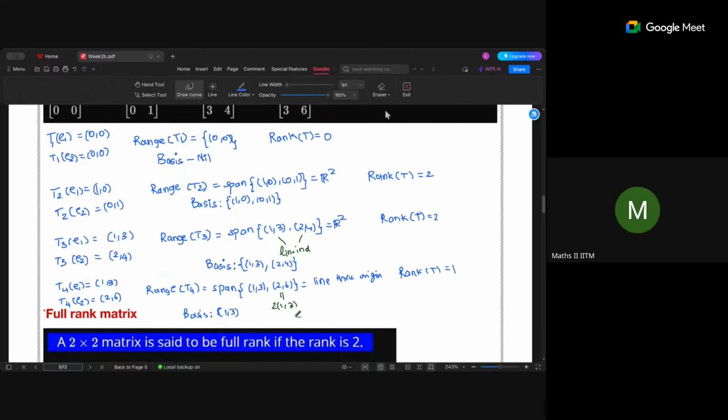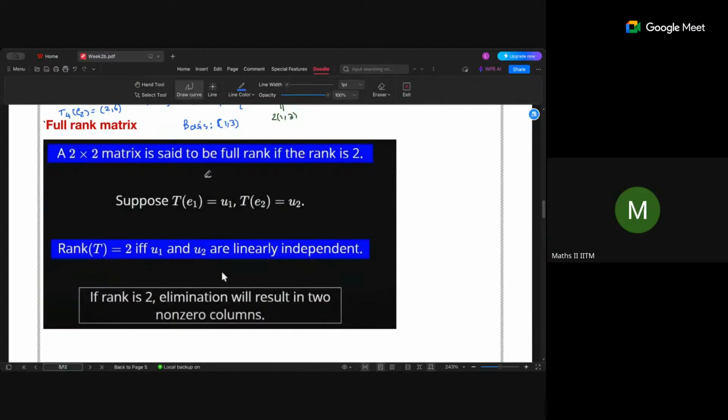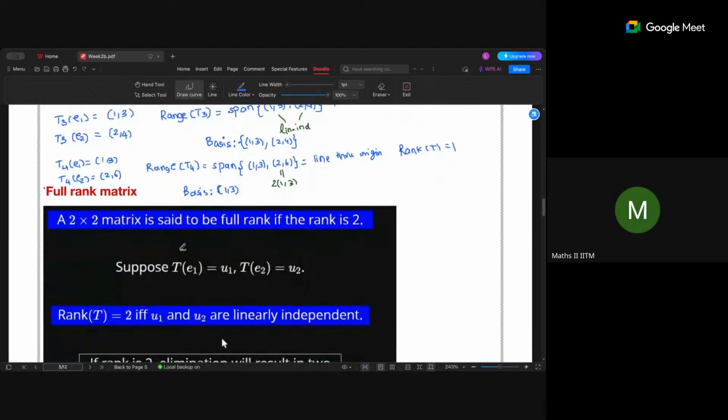All right. So up to this, I hope it is clear now how to find the range, the basis of the range, and the rank. Now we'll see what a full rank matrix is. A 2 by 2 matrix is said to be a full rank matrix if the rank is 2.